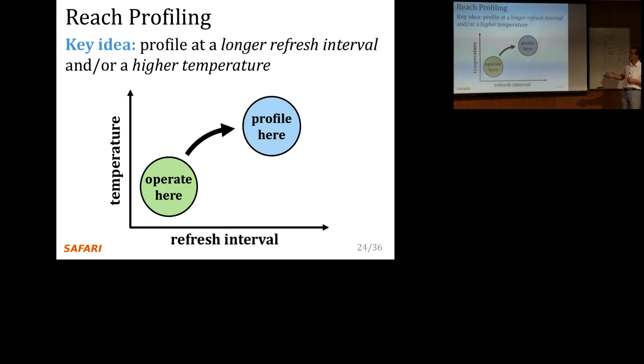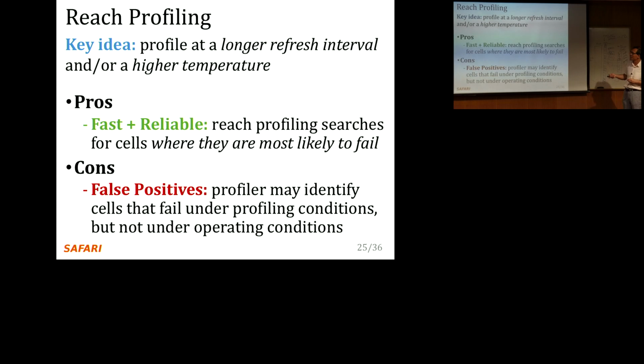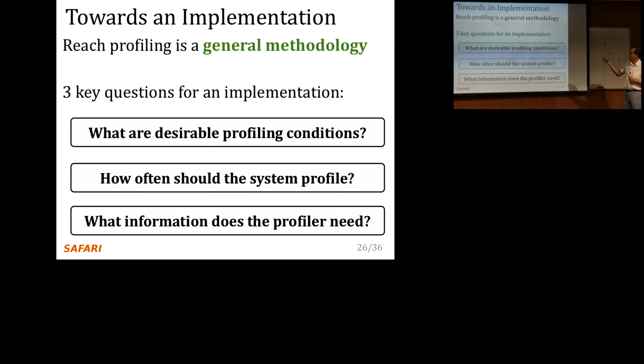I said this already. Profile at a longer refresh interval and/or a higher temperature. It turns out this is very fast and reliable. It searches for cells where they're most likely to fail. You don't need very long profiling times. The con is false positives. Basically, the profiler may identify cells that fail under profiling conditions, but not under operating conditions. But of course, we get rid of a lot of false negatives. That's the upside. Okay, it's a general methodology.